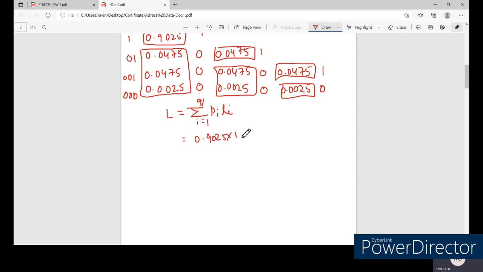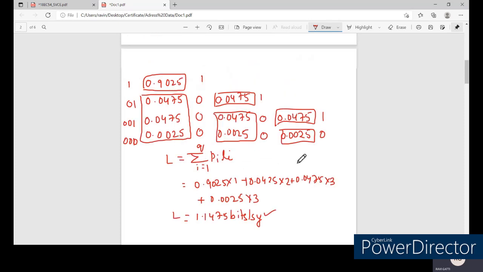we get 0.9025 into 1 plus 0.0475 into 2, plus 0.0475 into 3, and the last one, 0.0025 into 3. If you substitute that, you'll get L equal to 1.1475 bits per symbol. That is the L value you'll get.